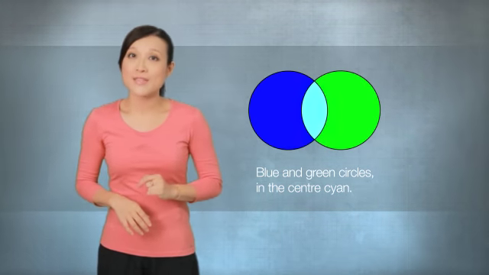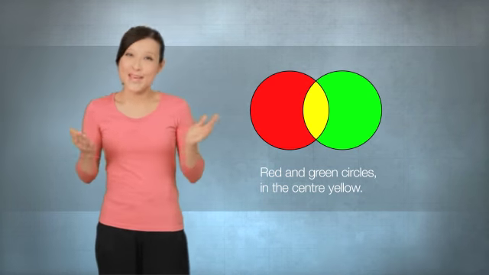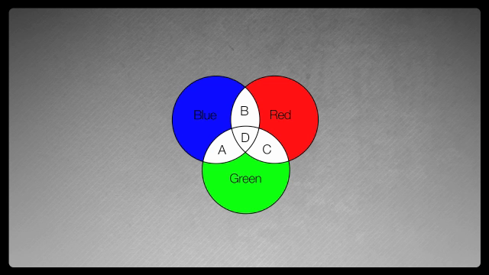Blue and green give you cyan. Blue and red give you magenta. And red and green give you yellow. A combination of all these colors will give you white light. So the answer is A is cyan, B is magenta, C is yellow, and D is white.